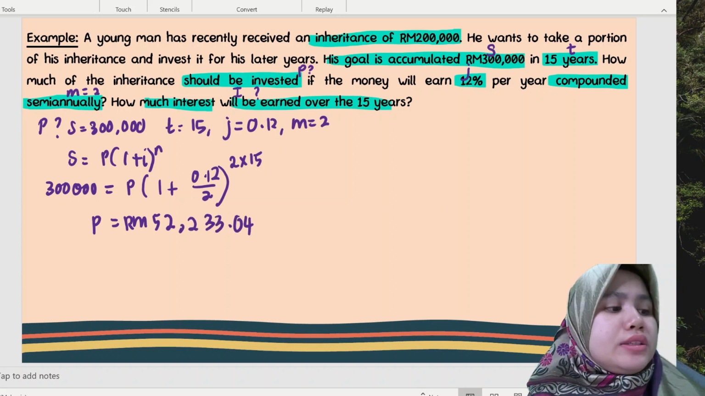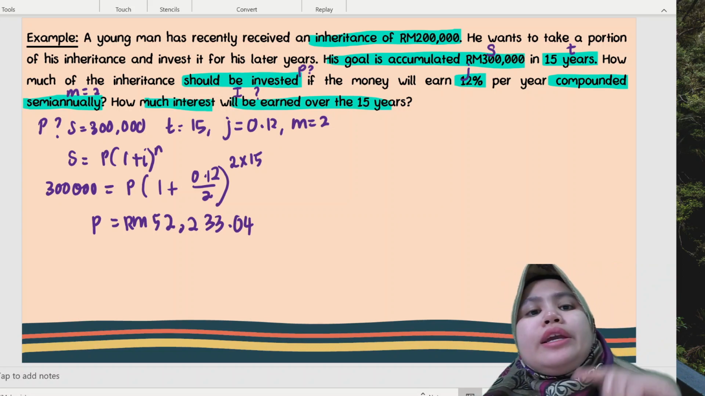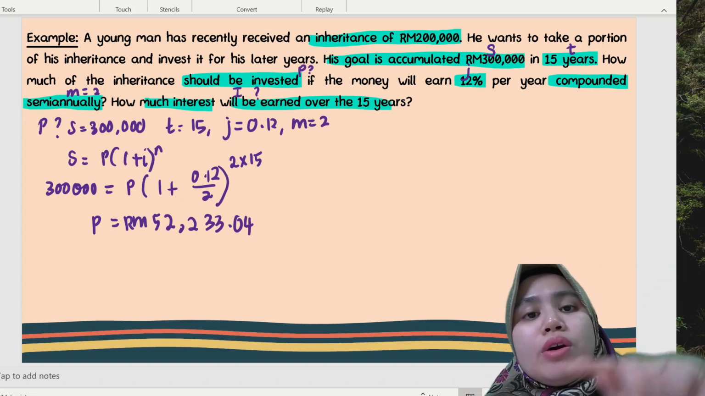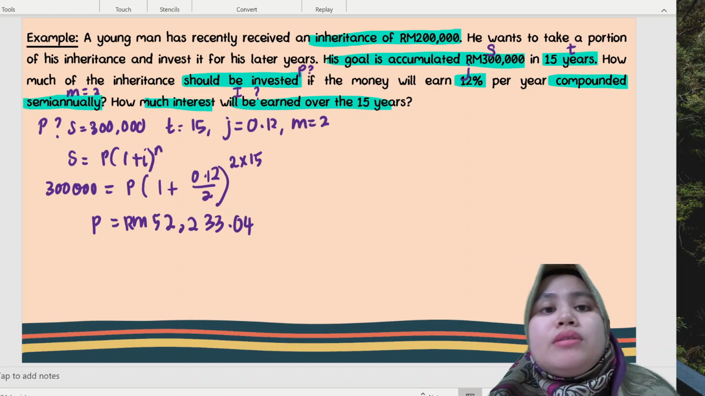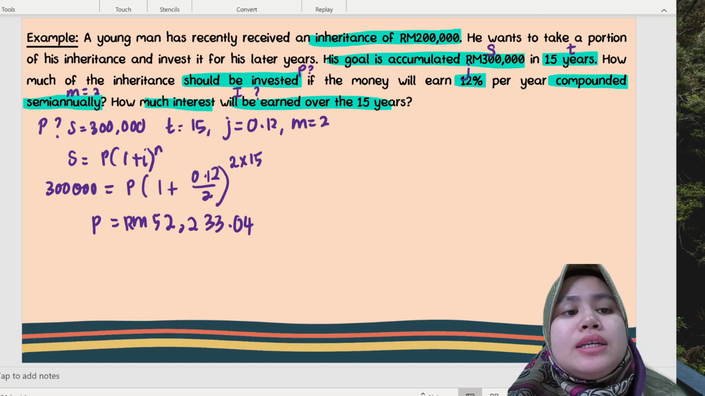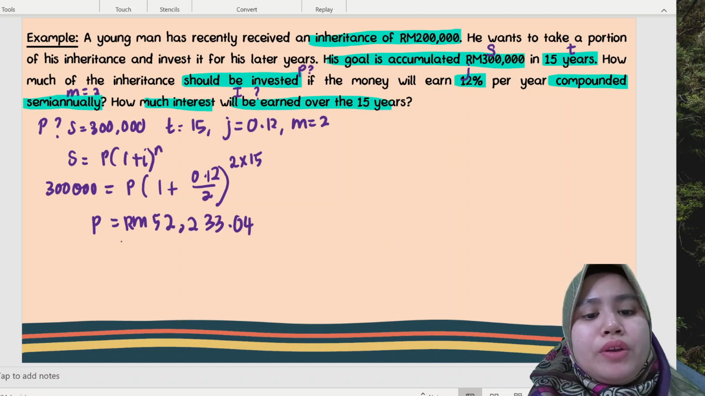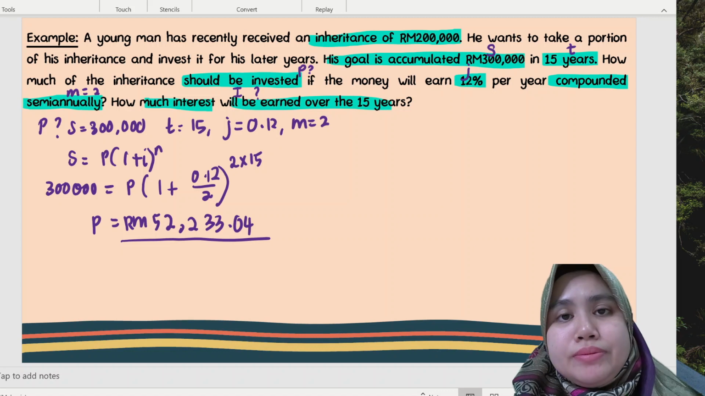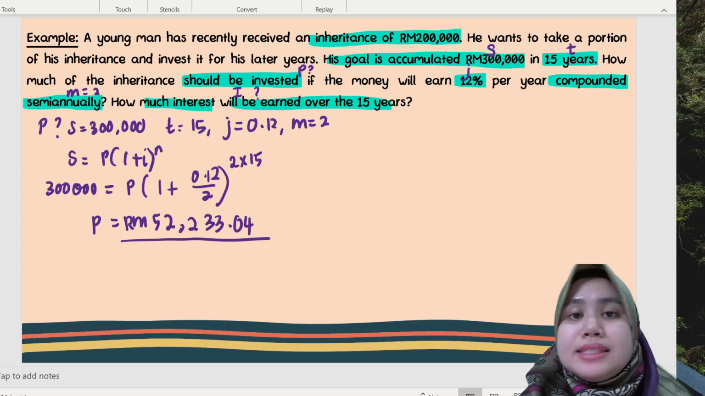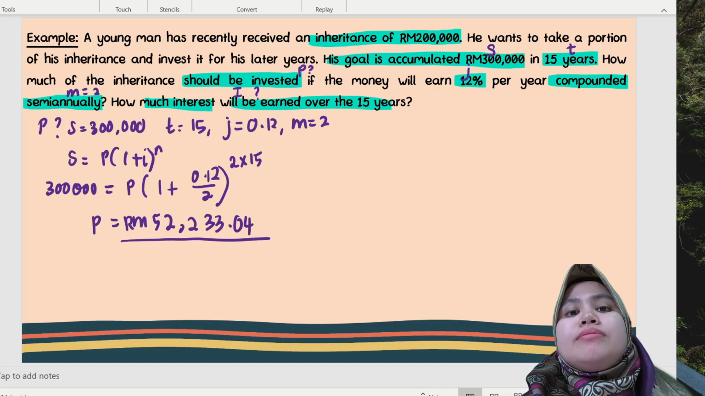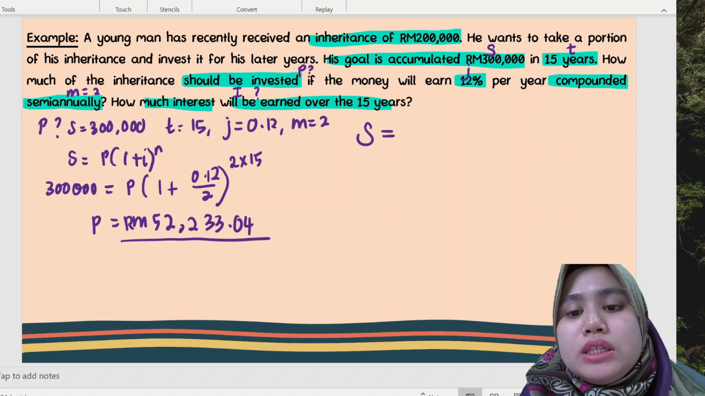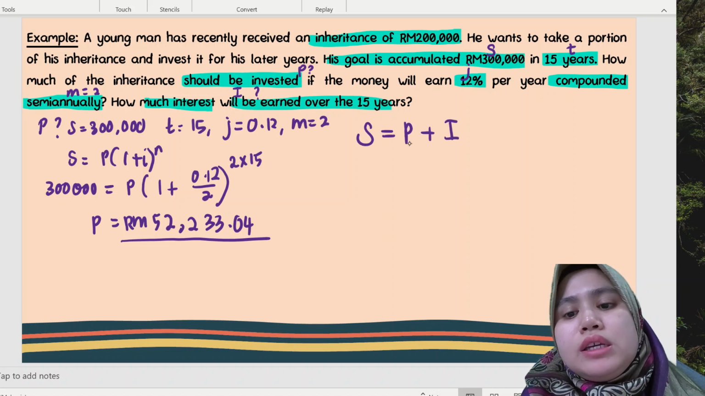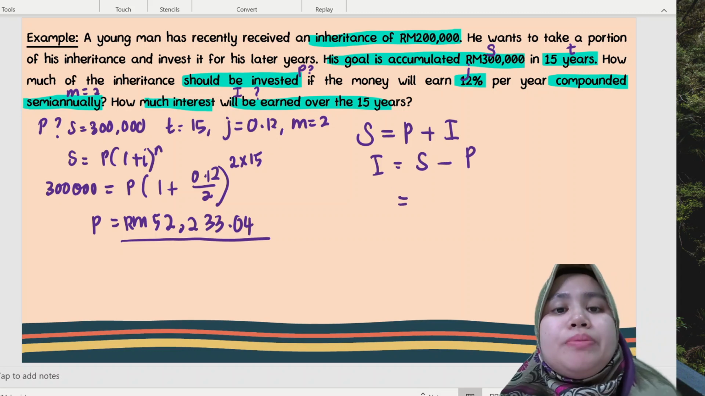ringgit 4 cents. Okay, that means that young man, in order for him to get 300k after 15 years, he needs to invest 52,000 here. Okay, so let's calculate how much interest he will get for this investment. So interest is your total money minus your principal value.